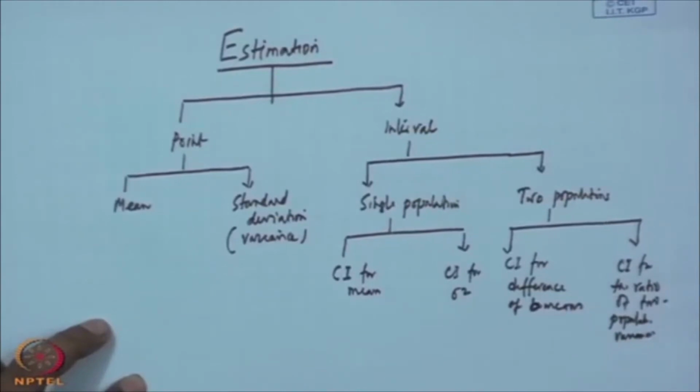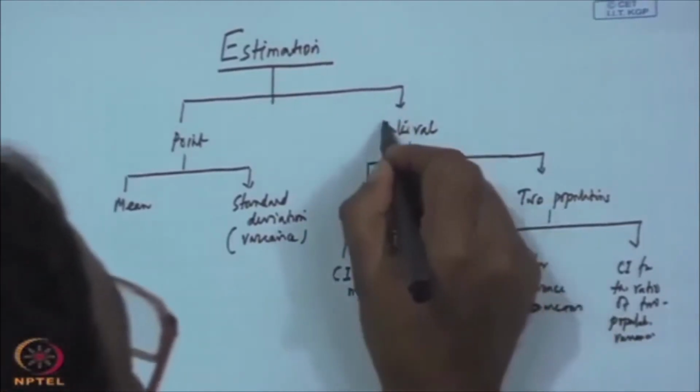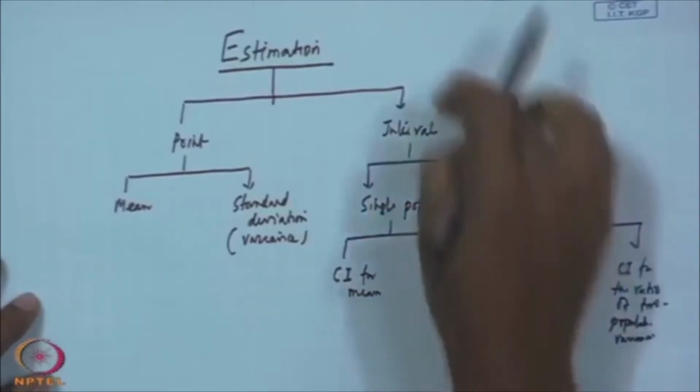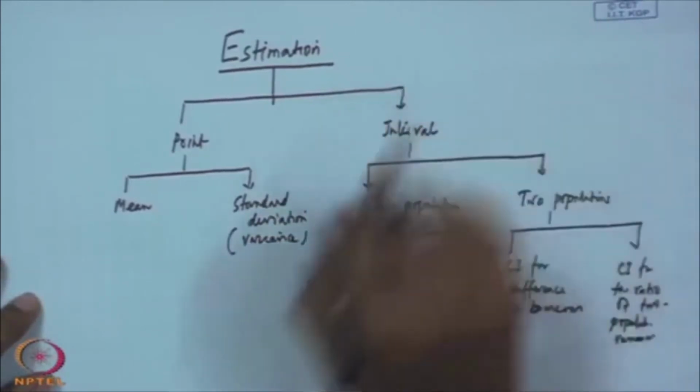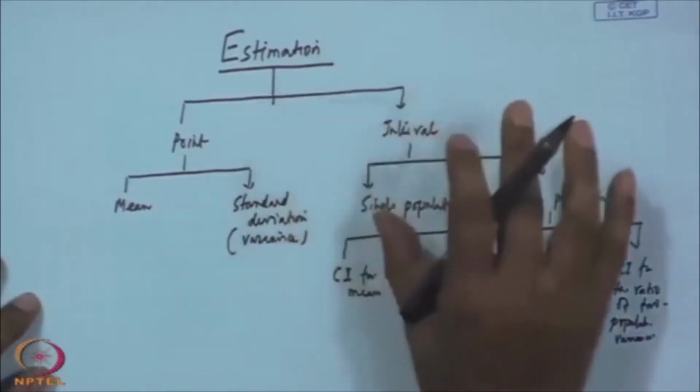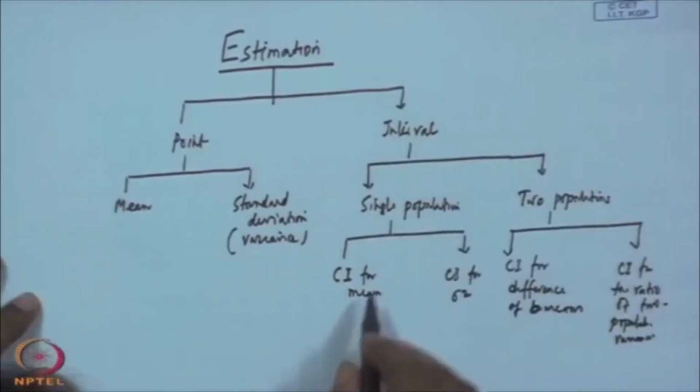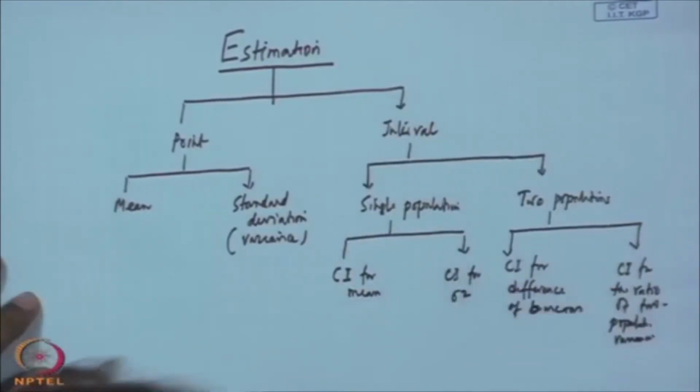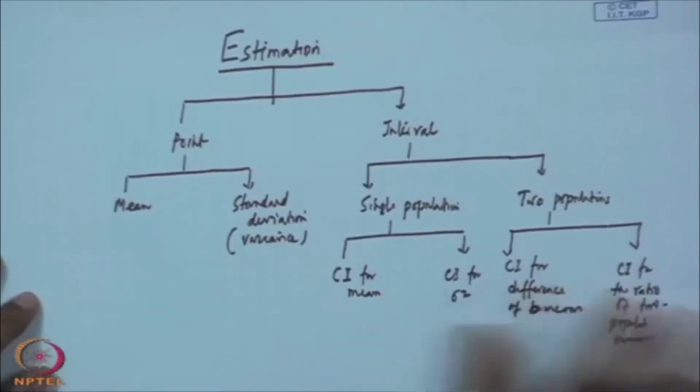Essentially, ultimately you will find that when you talk about interval estimation, the logic remains the same whether we go for a single population or two populations, and the difference you will find is a little bit in the computation.